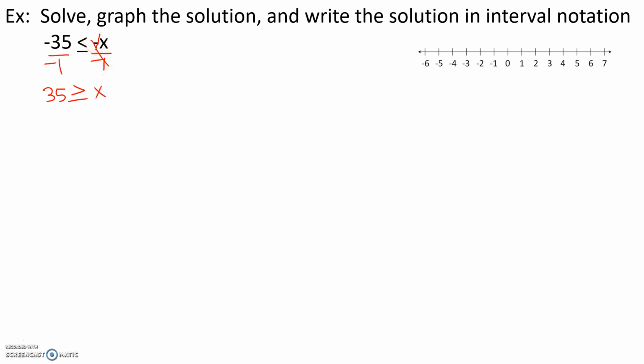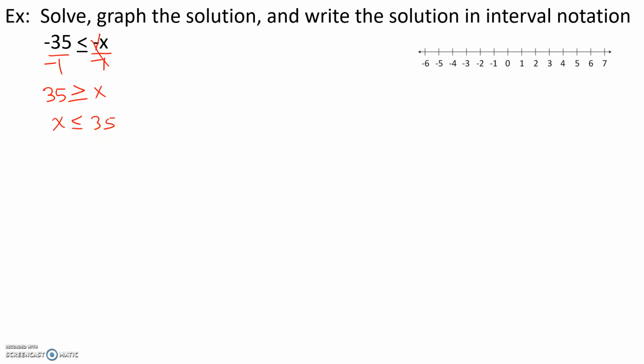However, in any inequality, the variable cannot be on the right side of the inequality. So we will reverse this and rewrite this as x less than or equal to 35. The inequality will reverse, and we'll write this as x less than or equal to 35.